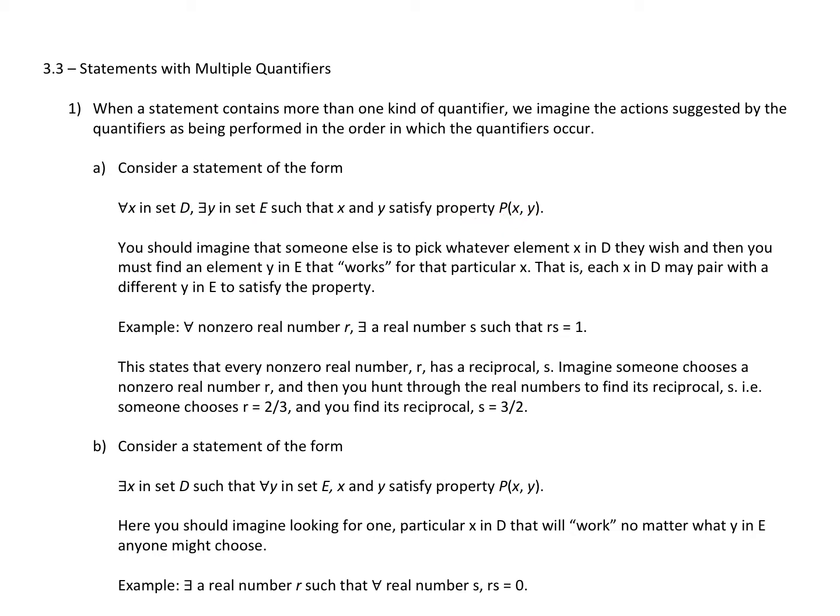In this instance, you should imagine that someone else is to pick whatever element in D they wish. So you're going to let somebody pick a random element in set D. And then you get to go search in set E for a y that works for that particular property and that particular x. That is, each x in D may pair with a different y in E to satisfy the property. So you let somebody pick a random x in D, and you get to find any y in E that satisfies the property.